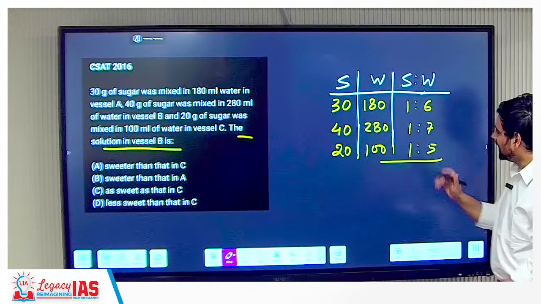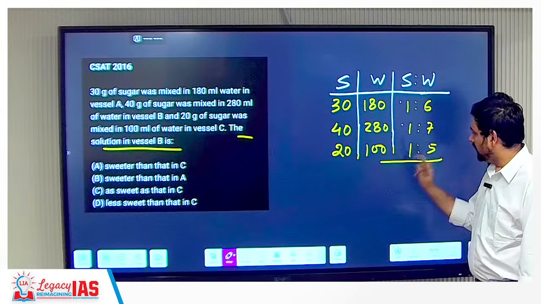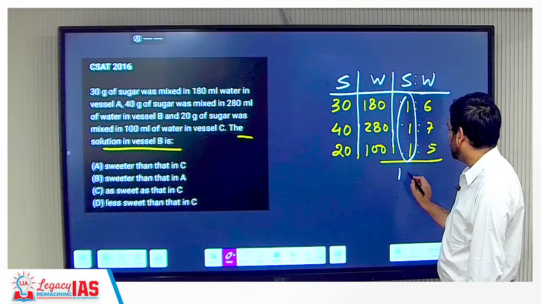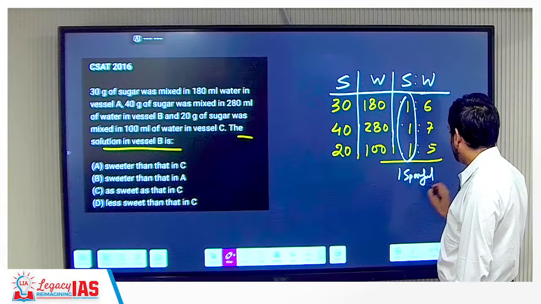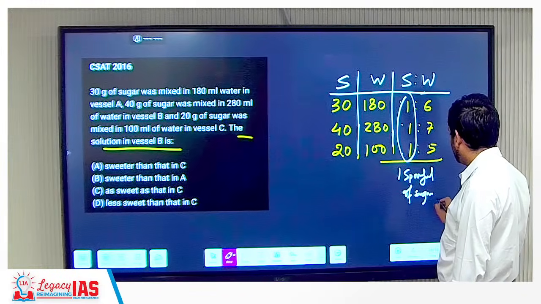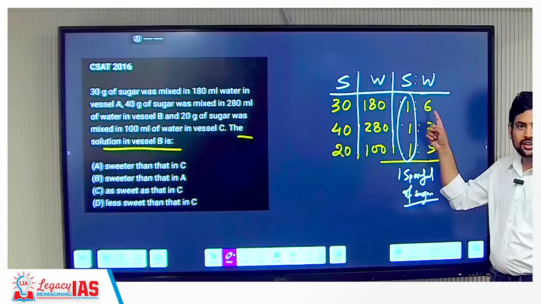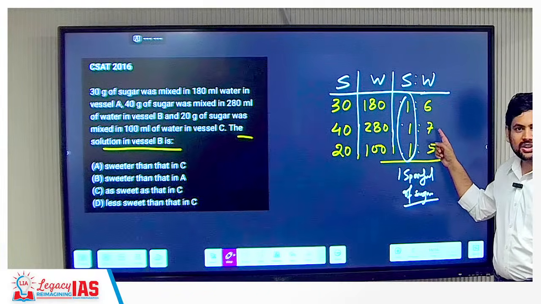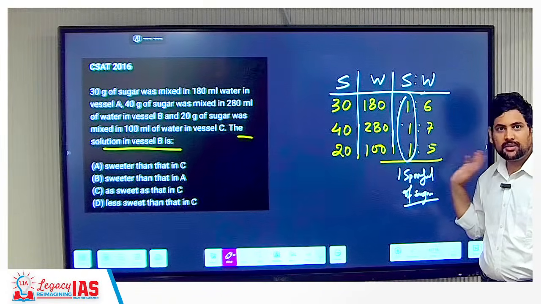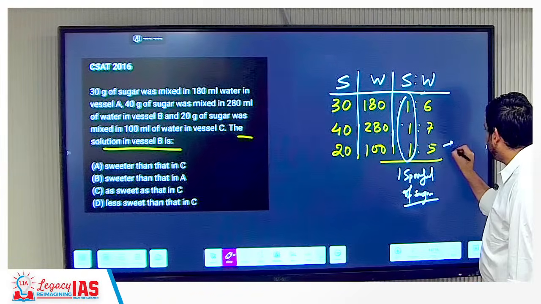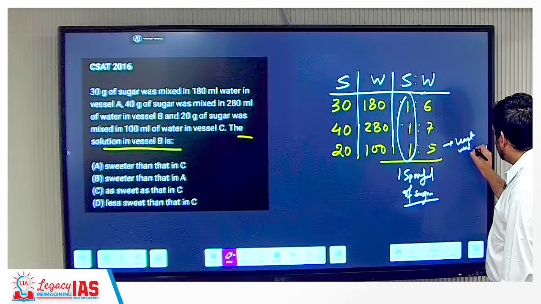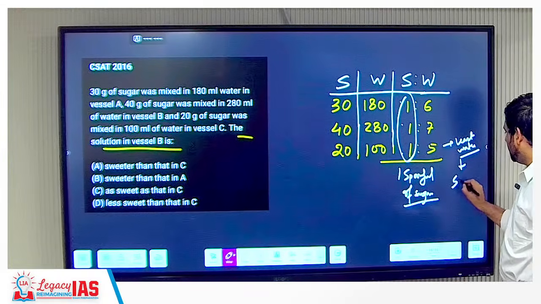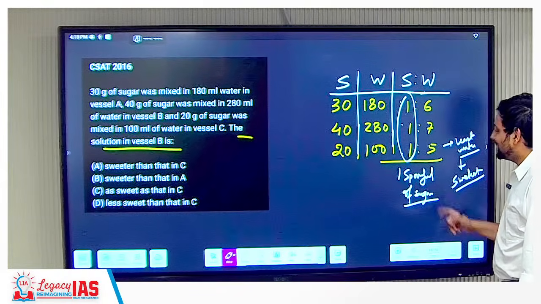Now I see here sugar is equal, sugar is equal, sugar is equal. That is like I say in all the water I put 1 spoonful of sugar. Now if I pour 6 ml of water over it, will this be sweet? Or if I pour 7 liters, or if I pour 5 ml, which will be sweetest? Of course, the one with the least water, because sugar is the same. So the one with the least water will be the sweetest.